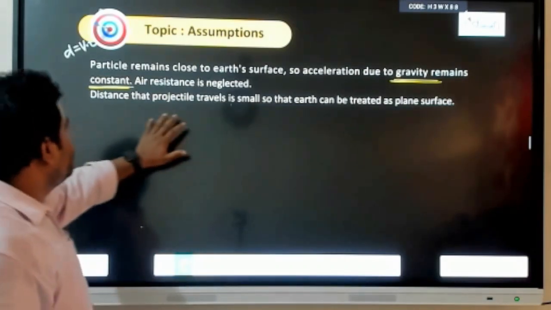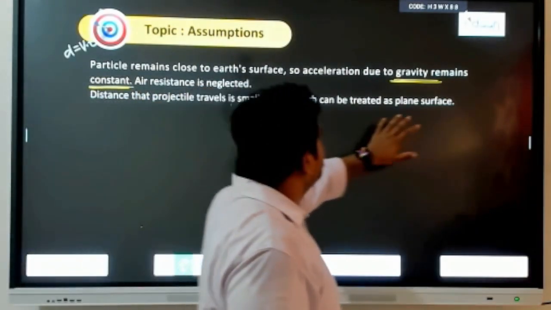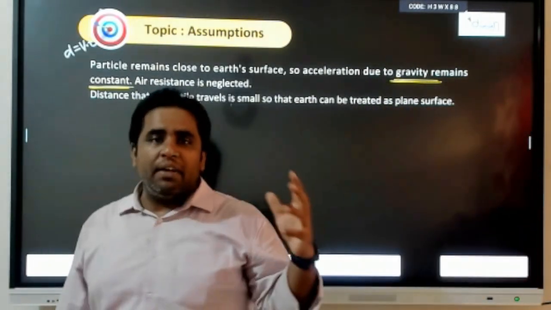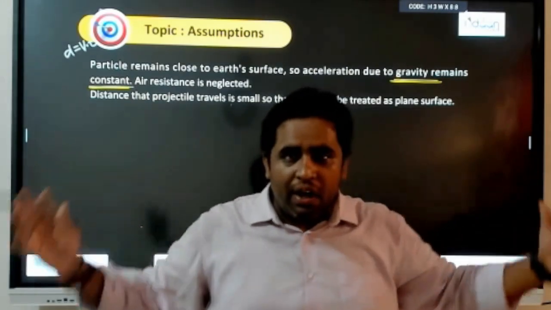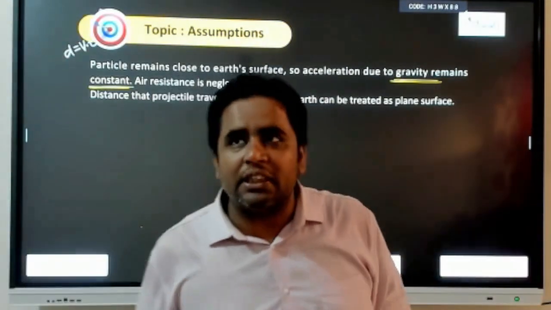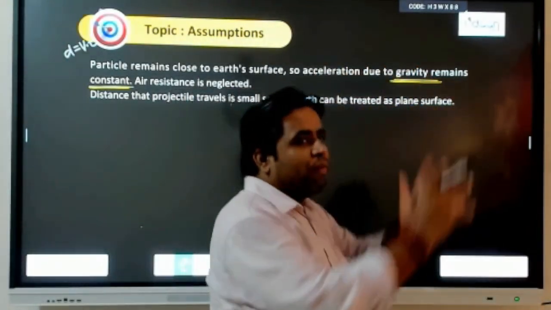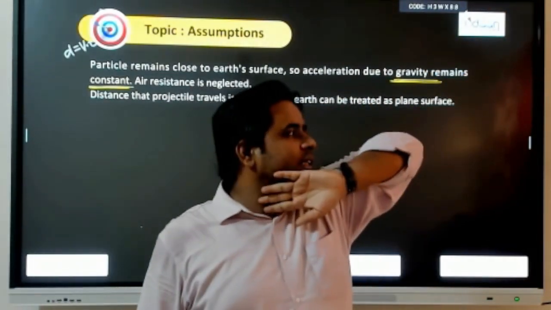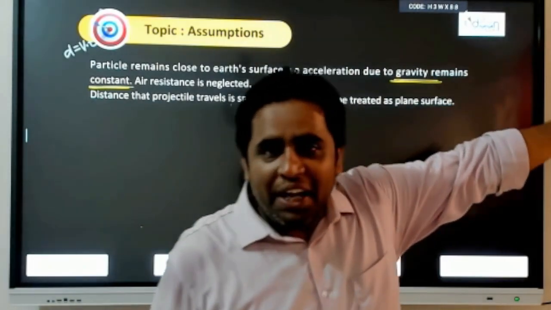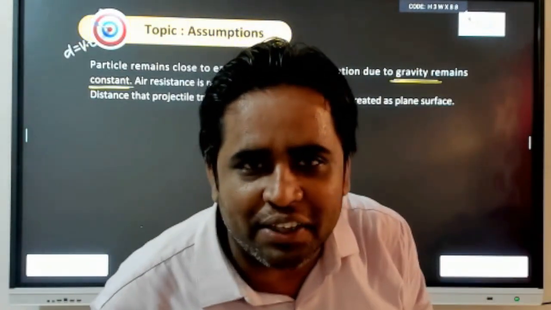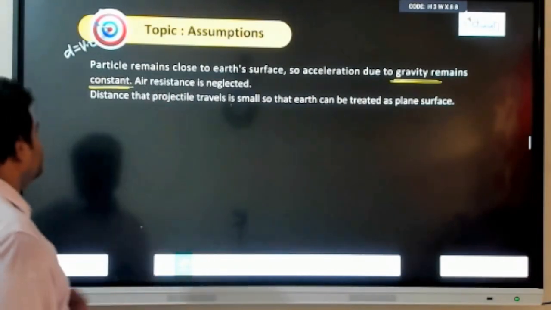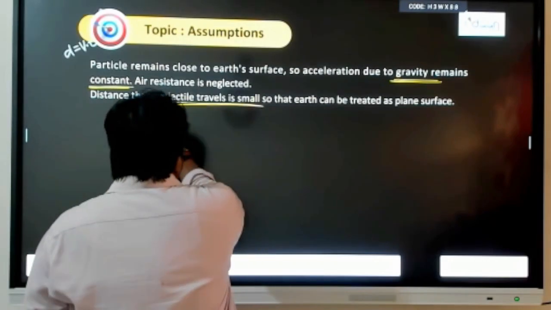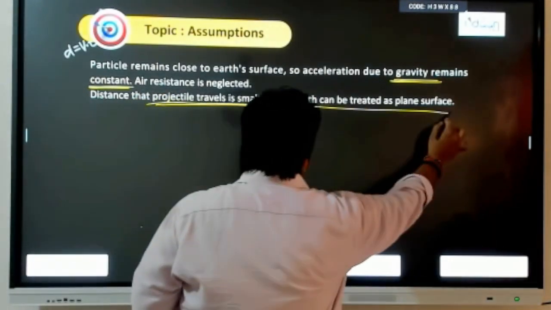Next is: the distance that the projectile travels is small so that Earth can be treated as a plane surface. It must not be the condition that some devil is present, laughing like ha ha ha in the far away distance, projecting a fireball that moves from one point of the Earth to exactly the opposite side of the Earth. That is not projectile motion, right? So for projectile motion we require the condition that the distance travelled is small and Earth can be treated as a plane surface.